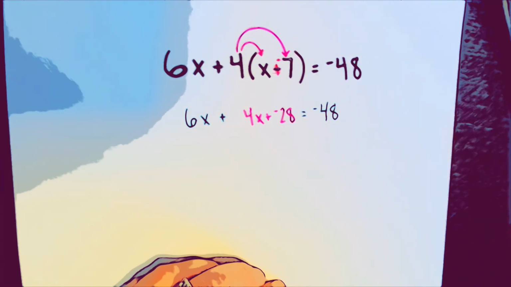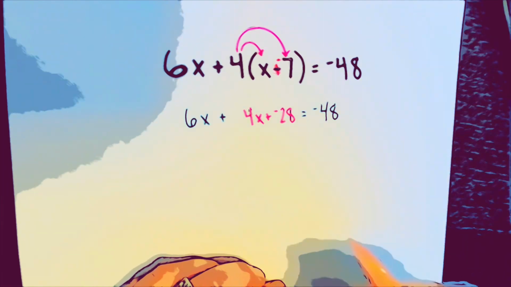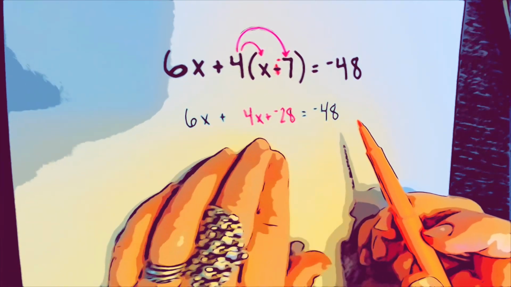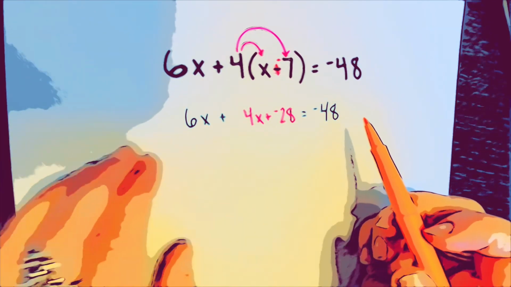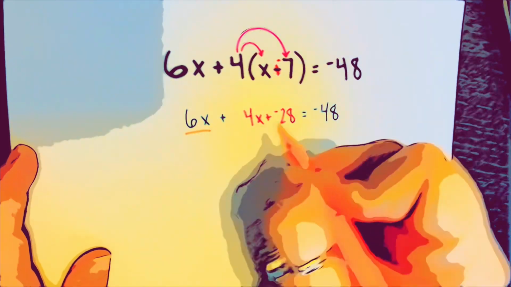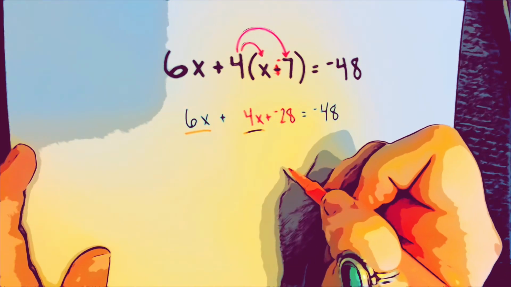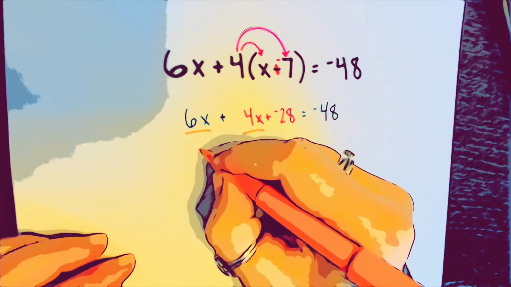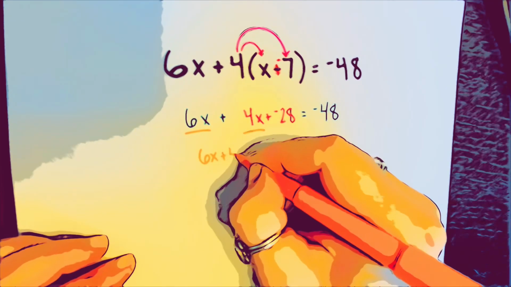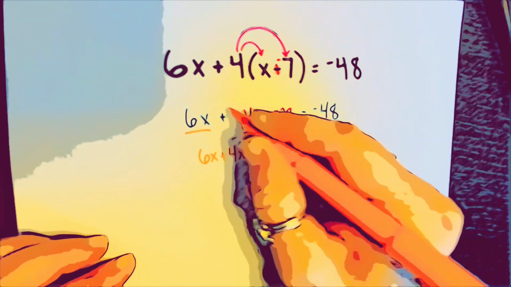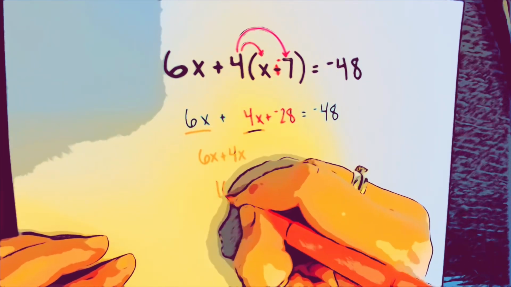Now we can combine some like terms. What like terms do we have over here? We have some things that are being multiplied by x. We have 6 being multiplied by x, and we have 4 being multiplied by x. We get to combine those like terms. We are going to say 6x plus 4x is 10x. So the value of this here is 10x.